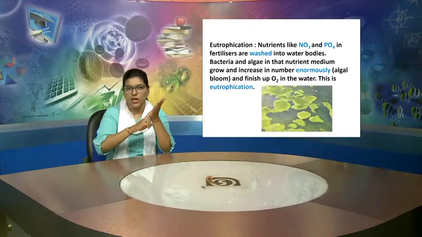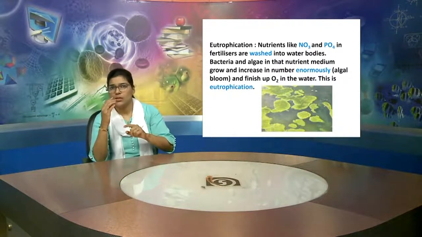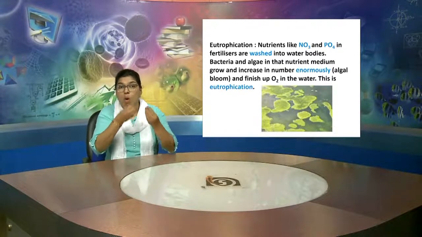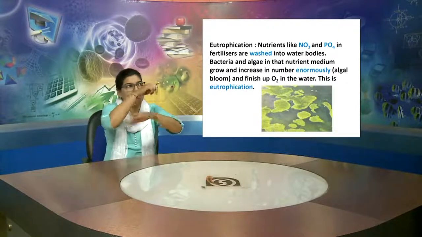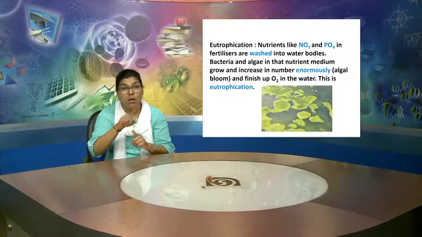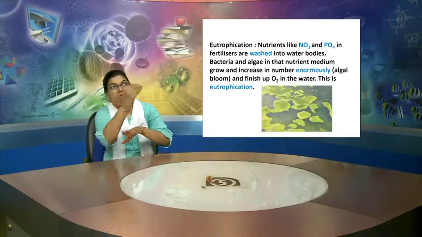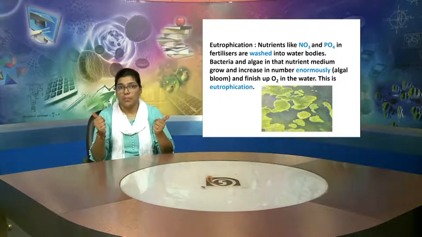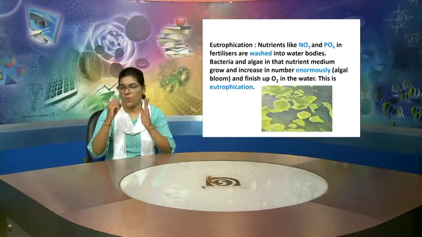These two nutrients, NO3 and PO4, are important because when nutrients like NO3 and PO4 in fertilizers are washed into water bodies, then bacteria and algae grow and increase in number and spread, and then it stops the supply of oxygen in the water. And that whole process is known as eutrophication.